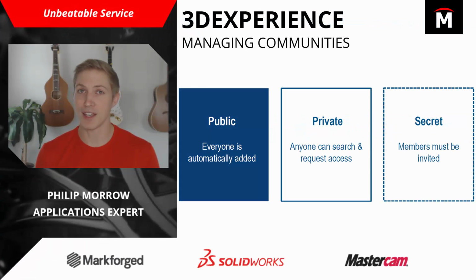Making a community public means that all members of your platform are automatically added to it. A private community is still visible to all platform members, but access to it must be requested. And of course, a secret community is only known about by its members and the platform admin. Adding additional members to any community is done via the 3D Swim app.